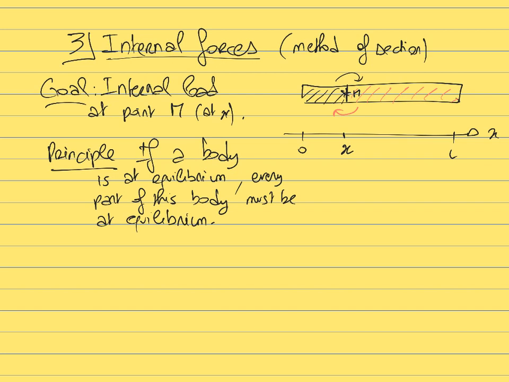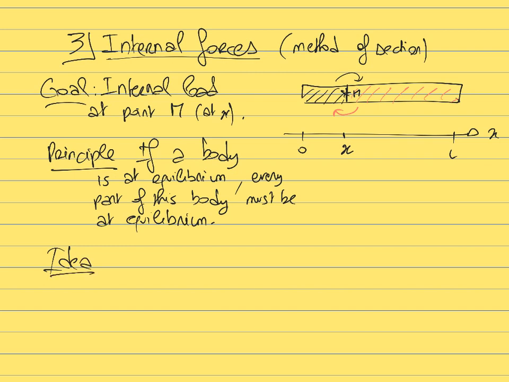So then the idea is that if every subsection of this body is also at equilibrium, then it means that you can isolate a given section of this body. And since this section of this body is at equilibrium, then you can also apply the condition of equilibrium. You can also state that the sum of the forces and the sum of the moments on this section are equal to 0. So this is the main idea behind the method of section.